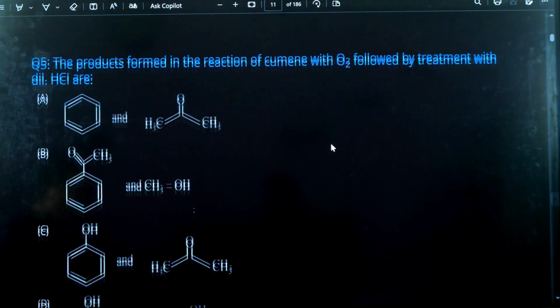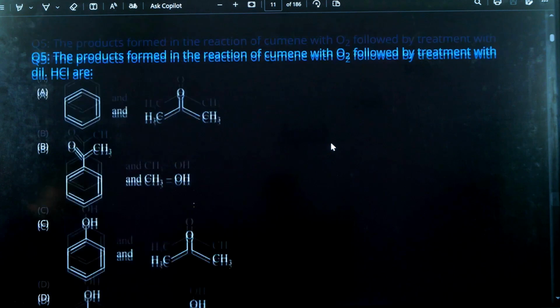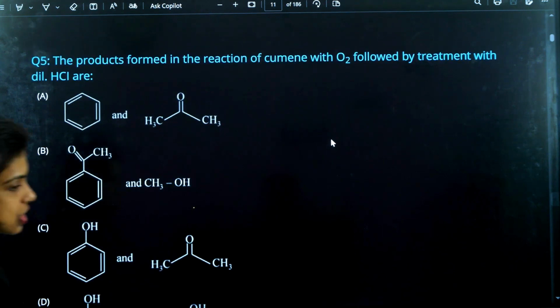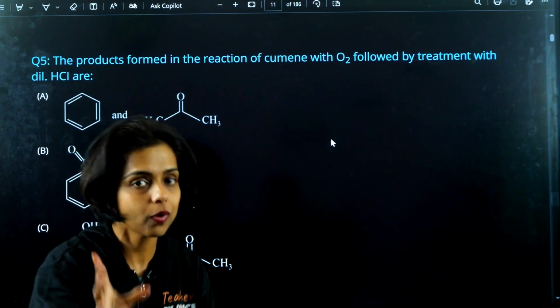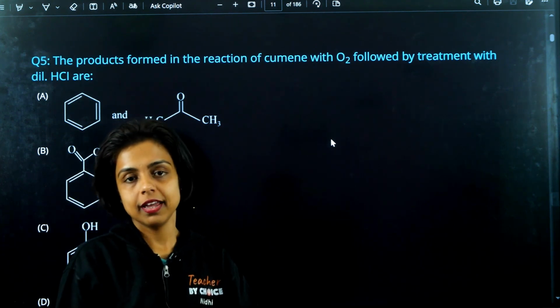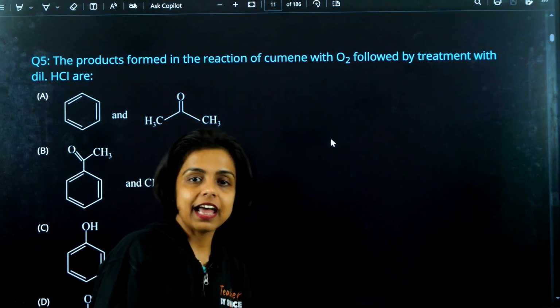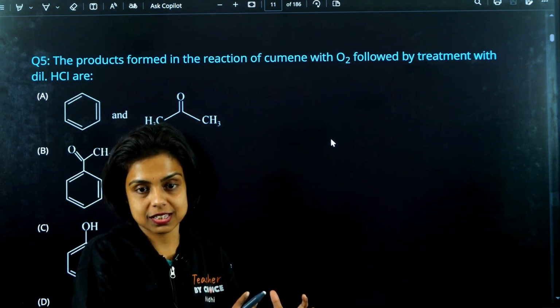Now the next question, guys: the product formed in the reaction of cumene with O2 followed by treatment with dilute HCl. If you are not able to do this question correctly, that means you didn't even read your NCERT. It's a very famous reaction in NCERT, and I'm pretty sure everyone studies the preparation of phenol by the cumene process when they study alcohol, phenol, ether, right?